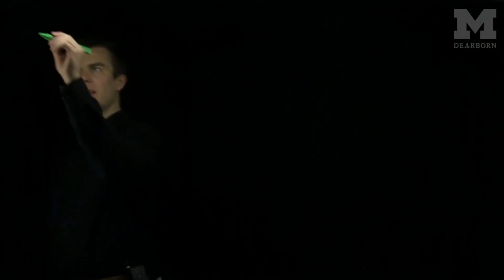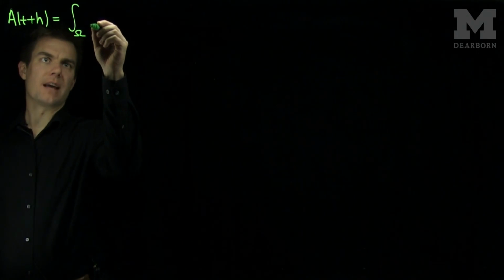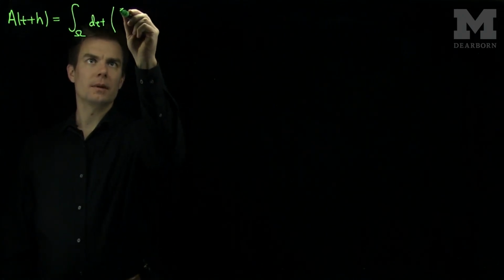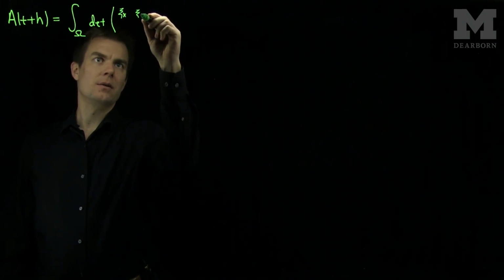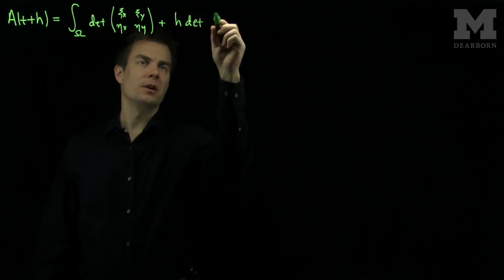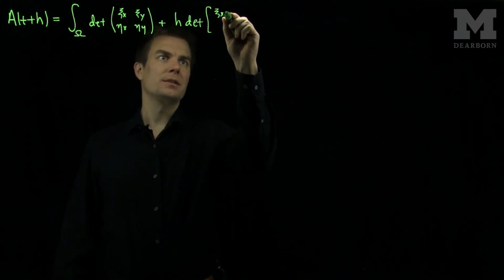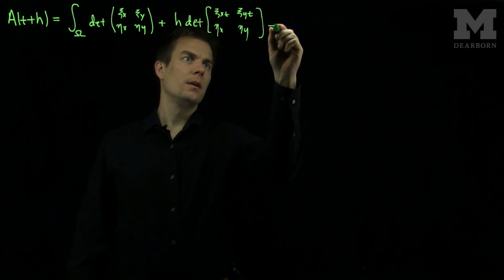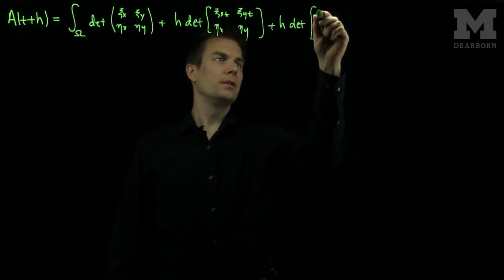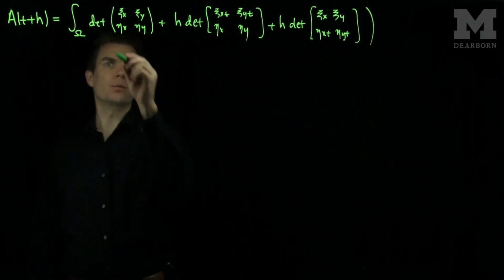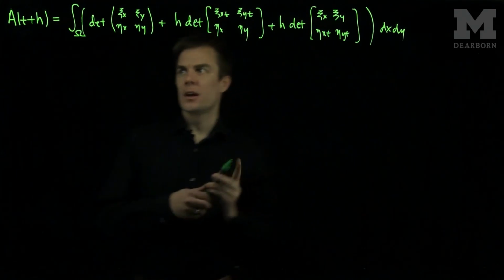Continuing our solution, we see that A of t plus h is the integral over omega of the absolute value, which I'll suppress, of the determinant of xi_x, xi_y, eta_x, eta_y, plus h times the determinant of xi_xt, xi_yt, eta_x, eta_y, plus h times the determinant of xi_x, xi_y, eta_xt, eta_yt, and all of this will be dx dy.